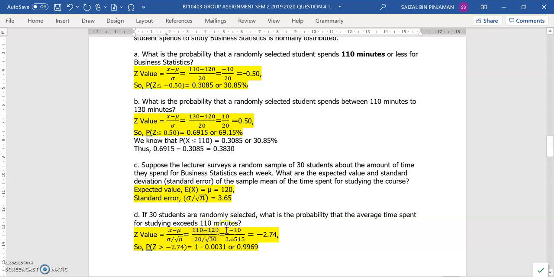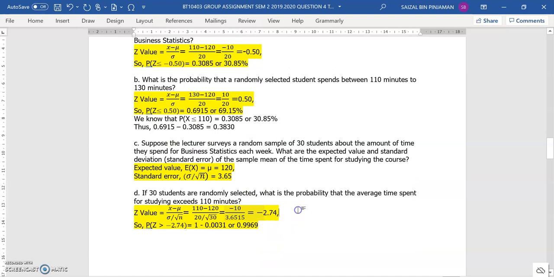So here we go back to the question. 110 minus 120, we have negative 10. We divide by the standard deviation divided by the square root of our sample size, which is 3.6515. So the z value based on this question is equal to negative 2.74. Again, our z value is equal to negative 2.74. So the z value is negative, just like question A. Since the z value is negative, please refer to the normal distribution table where z values are all negative.